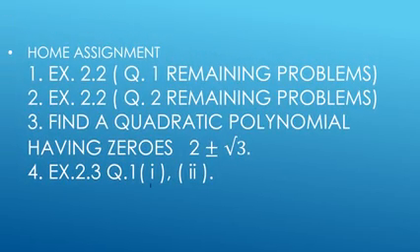Today's home assignment: solve the remaining problems of questions number 1 and 2 of exercise 2.2. Then in number 3, find a quadratic polynomial having zeros 2 plus or minus root 3, that is, the zeros are 2 plus square root of 3 and 2 minus square root of 3. And in question number 4, solve Roman numerals 1 and 2 of question number 1 of exercise 2.3. So these are a few problems for home assignment for today.